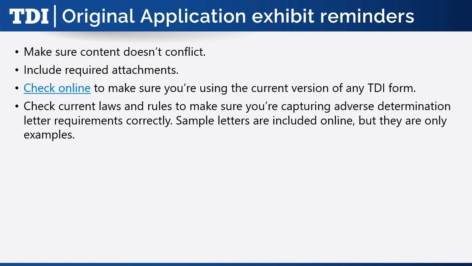Do not forget to include any required attachments, and please make sure you include the most current version of any TDI form as applicable. For example, an adverse determination letter and adverse determination appeal letter both require you to include a copy of the TDI IRO form number LHL009. So make sure you include the most recent version of that form. You can find URA-related forms at our webpage from the link on the screen or from the contact page at the end of this webinar.